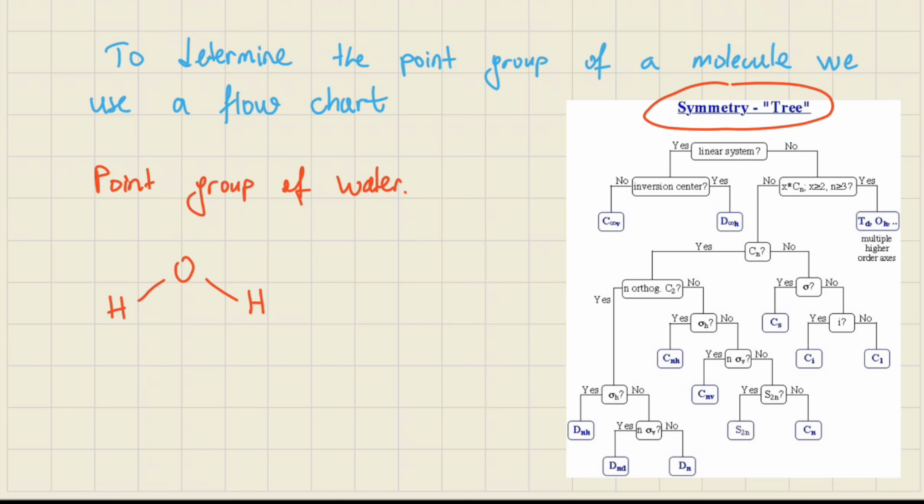We don't consider the electrons on the oxygen, and firstly we ask the first question to determine the point group of the water molecule. Is the system linear? The system is not linear, therefore the answer is no. And do we have a higher order axis? The answer is no.